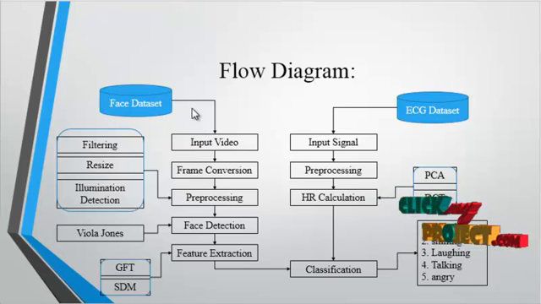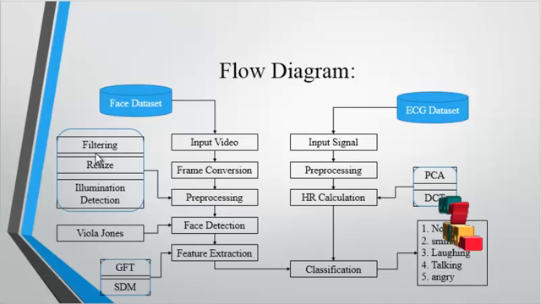After getting the input video from the database, the frame conversion is carried out. Frame conversion is nothing but converting the video into a sequence of images. After the conversion of the video into images, the pre-processing is carried out. In this pre-processing module, we have three steps. The first one is filtering, the second one is resize, and the third one is illumination detection.